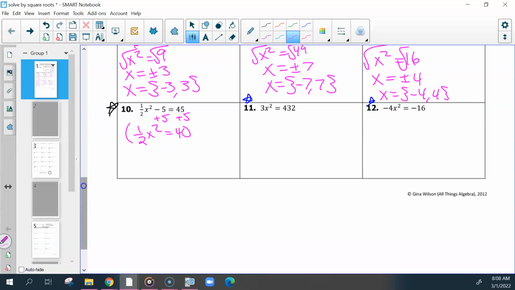So now I can multiply this by 2. It should be equal to 50. That's all. 100 is a perfect square, so we can take the square root of both sides, get plus or minus 10. So x equals negative 10 and positive 10.